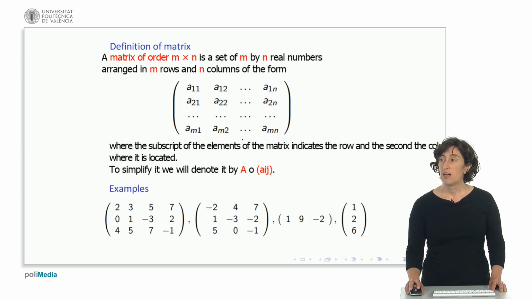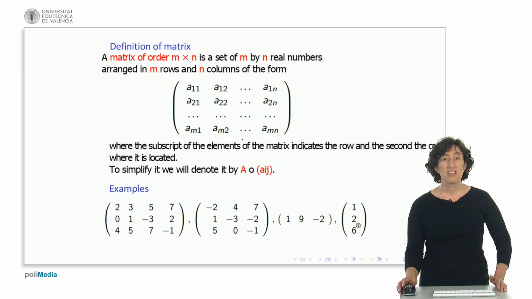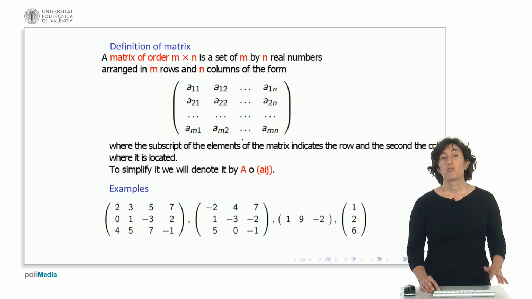For example, here we have a matrix of size 3 rows, 4 columns. Here we have a matrix of size 3 times 3, 3 rows, 3 columns. Here we have a matrix of size 1 row and 3 columns, which we will also call a vector. And here we have another matrix that has 3 rows and only 1 column. As you can see, there are matrices of many types. Well, let's see what types of matrices we have.